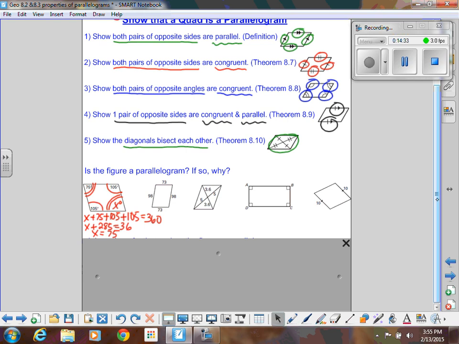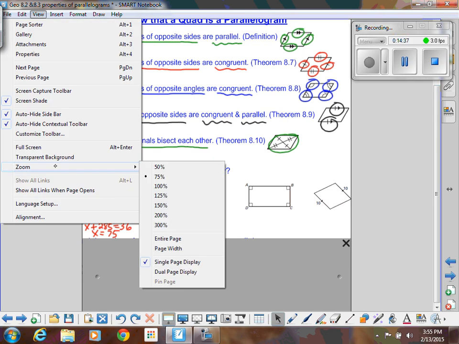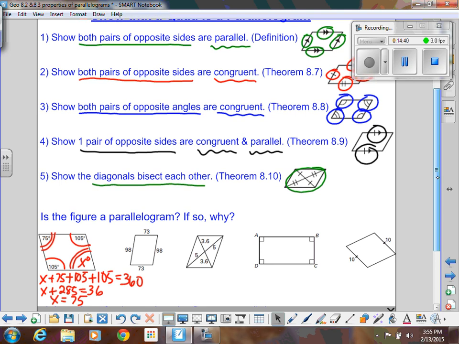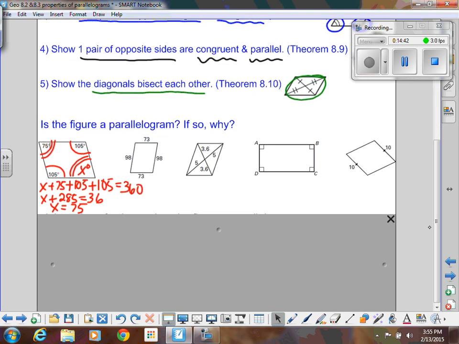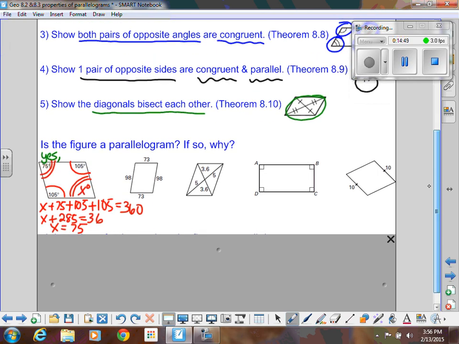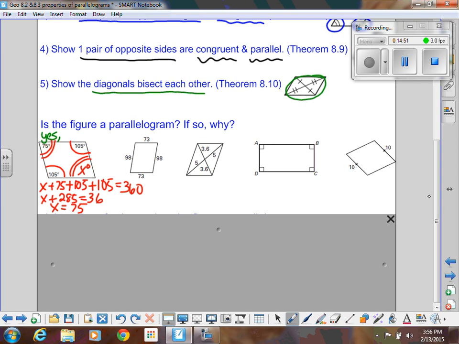I'm going to zoom in a little bit. So we could say that yes, this is a parallelogram. And so I don't have to write everything all the time, I'm going to say it's by the third property above. Normally we would write that out, but to save space, I'm just going to say number 3.